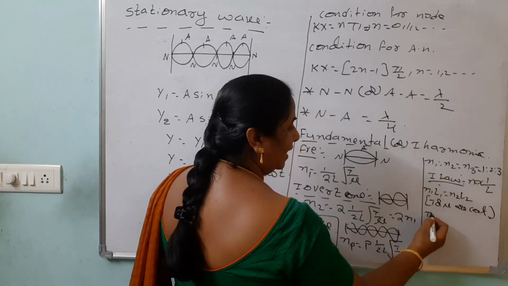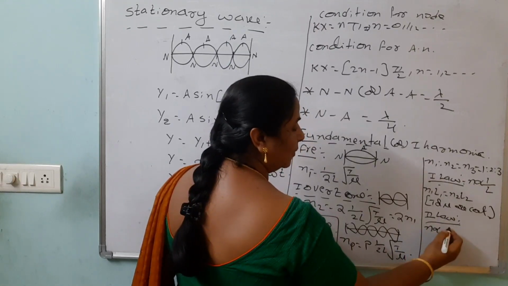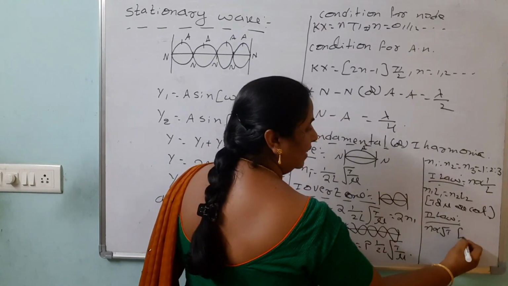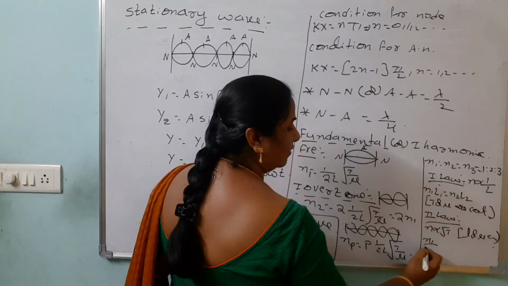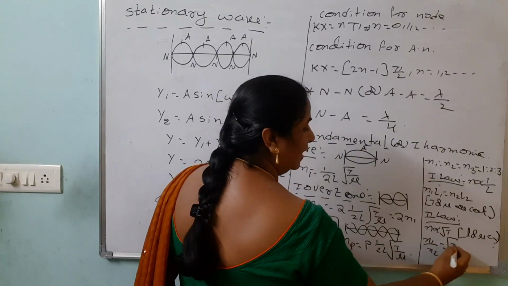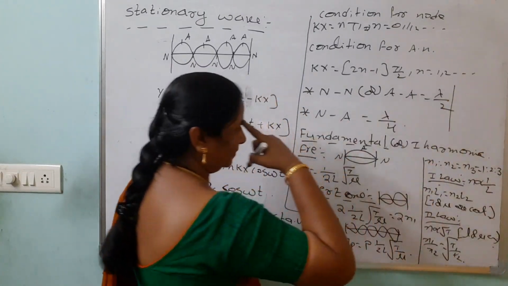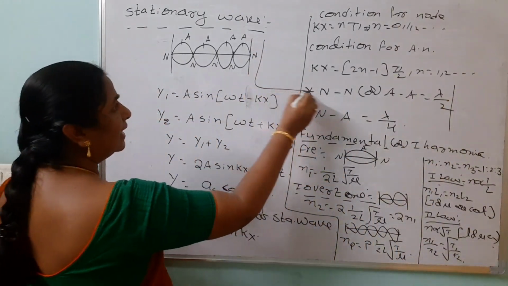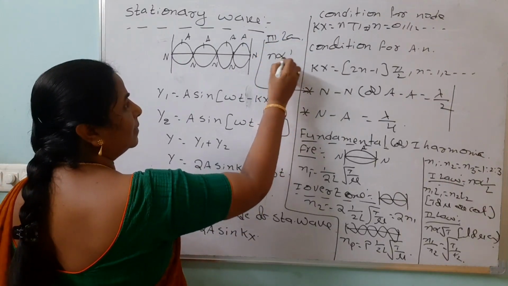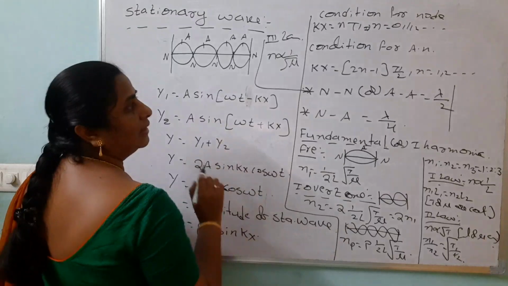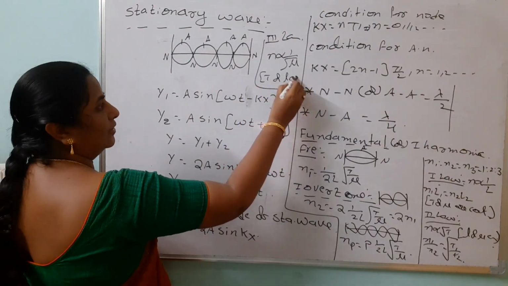Like that, the second law is N is directly proportional to under root tension, when length and linear density are constant. It should be N1 by N2 equals under root T1 by T2. And the third law is N is inversely proportional to under root linear density, when tension and length are constant.